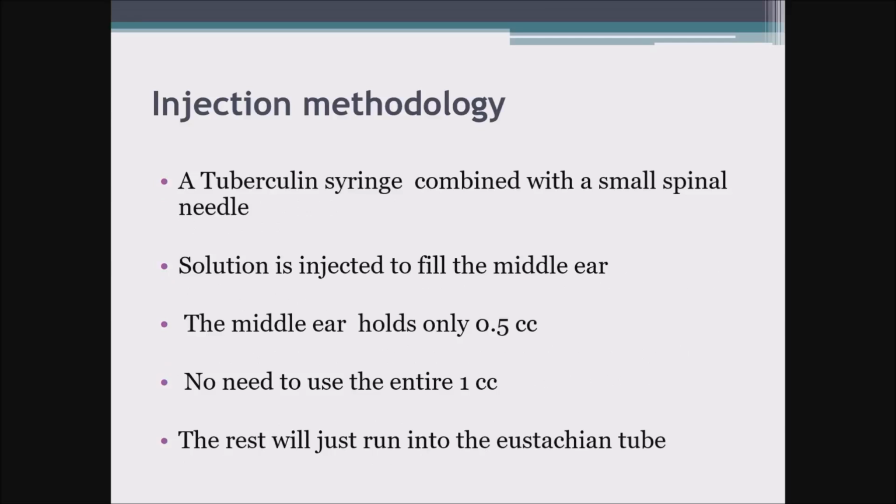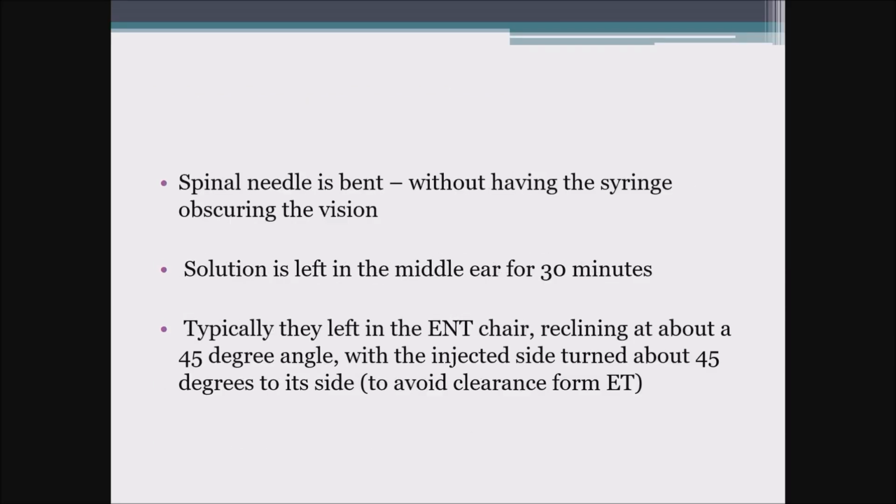For the injection method, it is given with a tuberculin syringe with a 25 or 26 gauge spinal needle. The solution is injected into the middle ear, and we should use either the anterior superior quadrant or the anterior inferior quadrant, because the posterior quadrant causes more post-procedure giddiness. The middle ear can hold only 0.5 cc of medication, so we should not use the entire 1 cc, because the rest will just go through the eustachian tube.